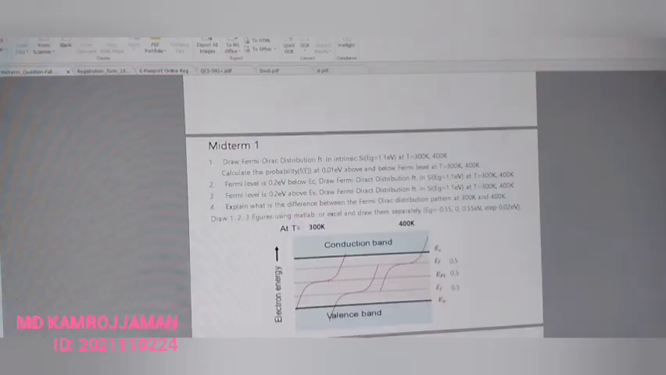Now I am going to solve question number 2 of midterm 1. This question is: the Fermi level is 0.2 electron volt below the conduction band. Draw the Fermi-Dirac distribution function in silicon. There is energy gap 1.1 electron volt at temperature 300 and 400 K.